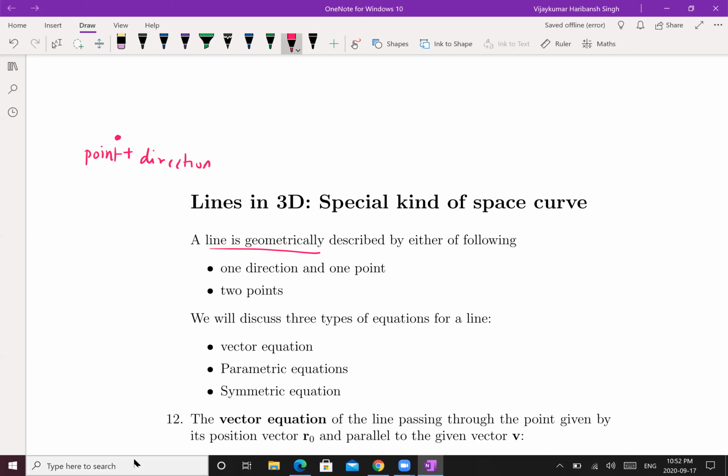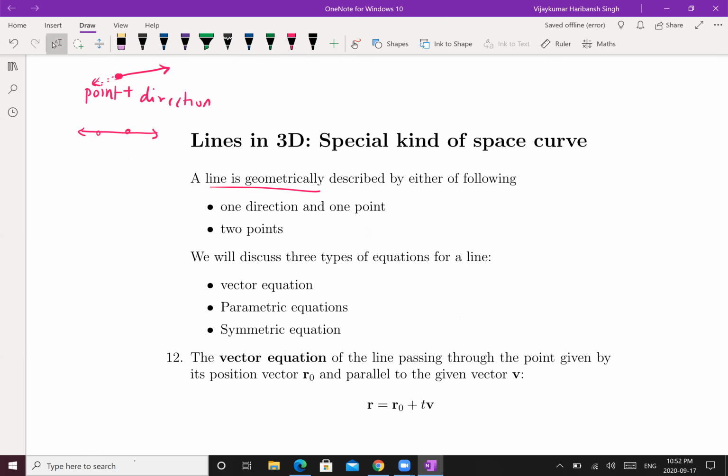You have a point and then you have to choose a direction to go. So this will basically give you a line. Or you have 2 points, you join them and then you get a line. So a line can be described, quantified, or understood if you're given 1 point and a direction, or 2 points on it.